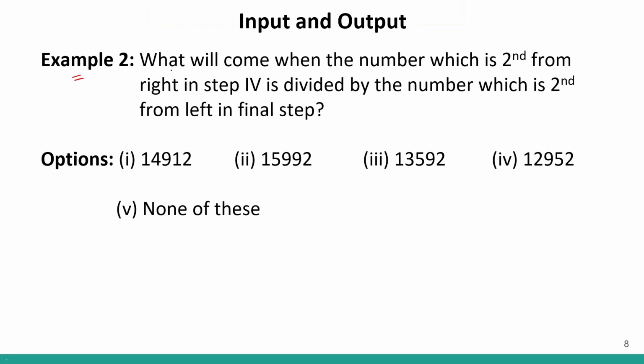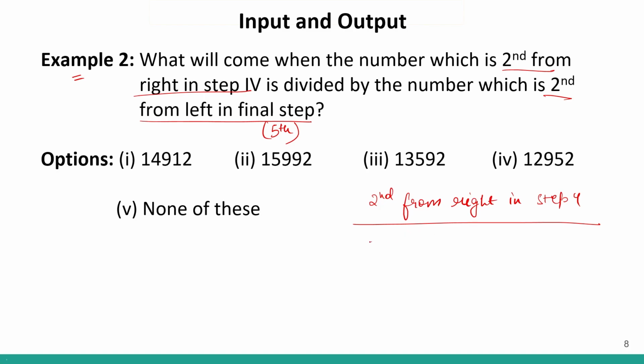Example number 2. What will come when the number which is second from right in step 4 is divided by the number which is second from left in final step? So final step is the fifth step, correct? So basically we have to divide the number second from right in step 4 by the number second from left in step 5. This is the operation that we have to perform, correct?